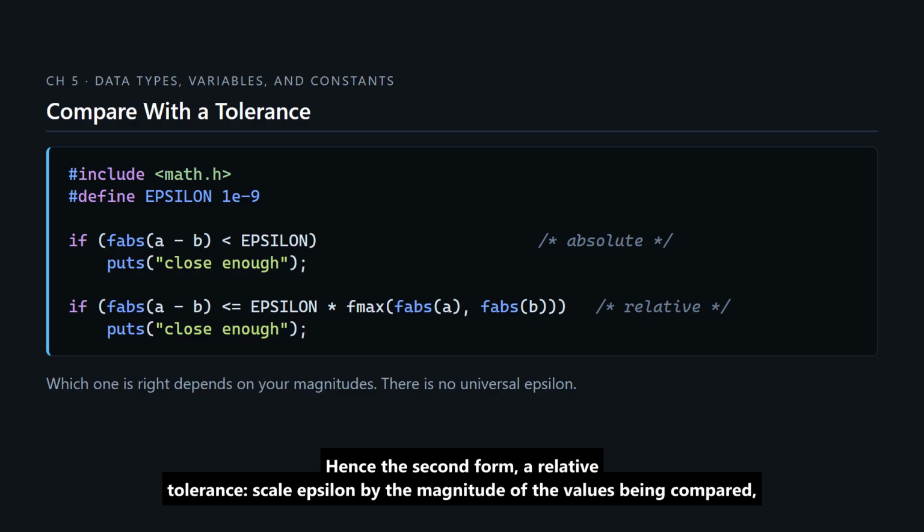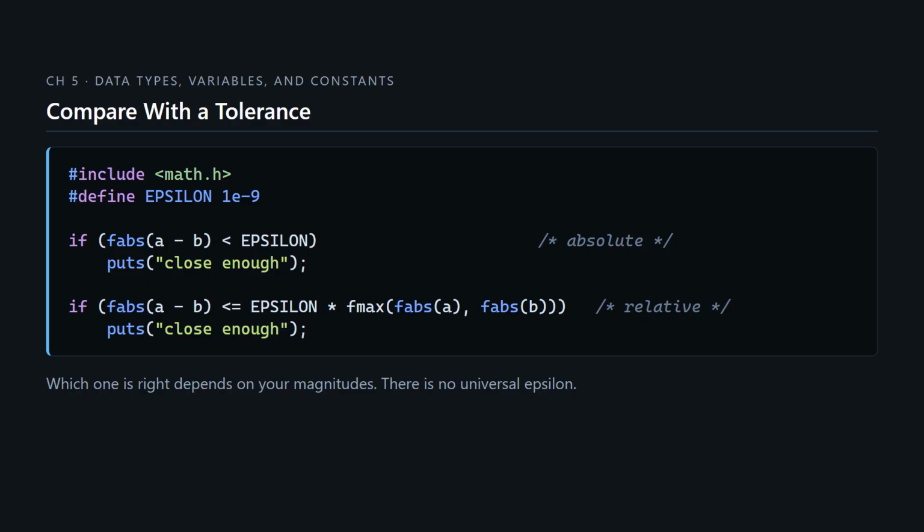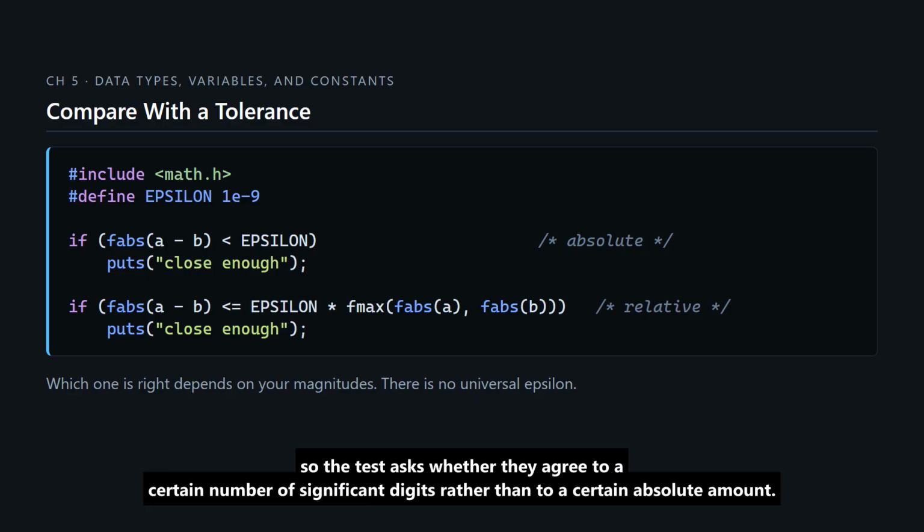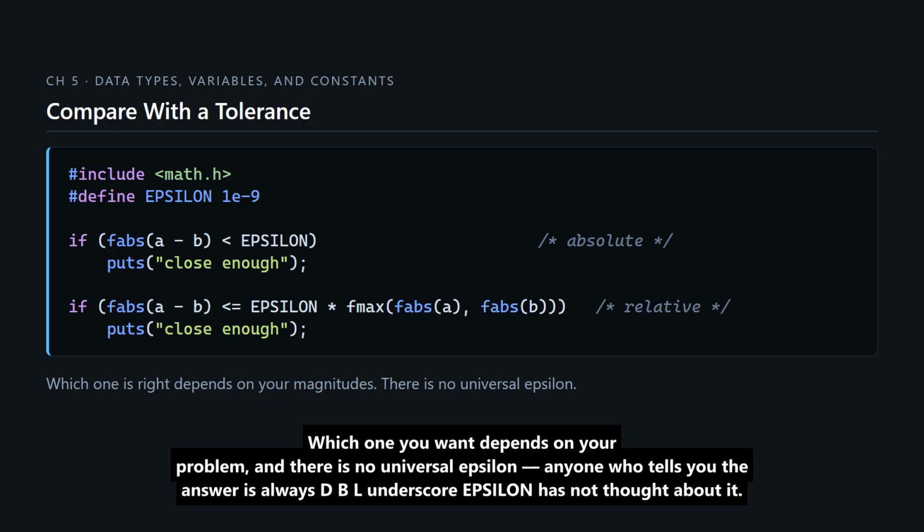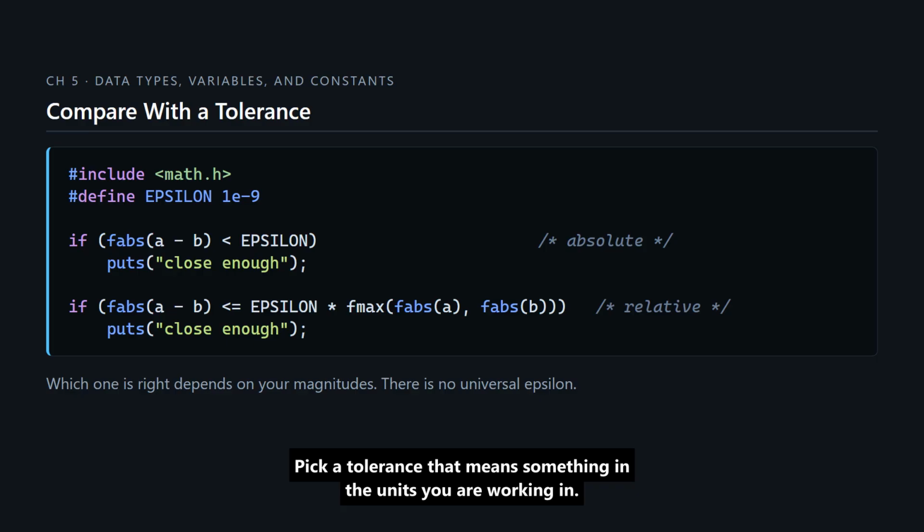Hence the second form, a relative tolerance: scale epsilon by the magnitude of the values being compared. So the test asks whether they agree to a certain number of significant digits rather than to a certain absolute amount. Which one you want depends on your problem, and there is no universal epsilon. Anyone who tells you the answer is always DBL_EPSILON has not thought about it. Pick a tolerance that means something in the units you are working in.